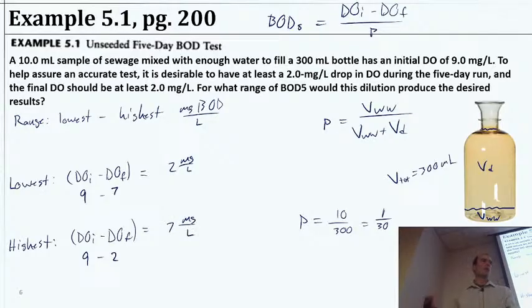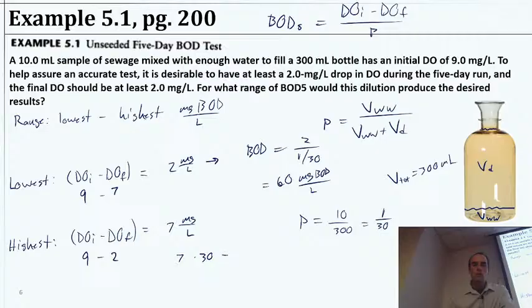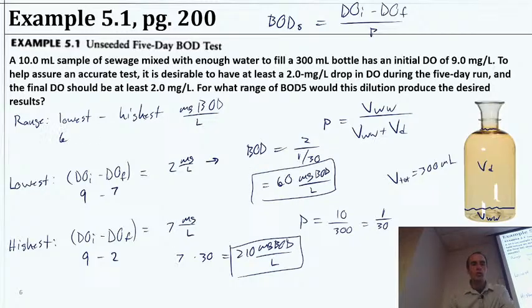Then we need to account for the dilution factor to find the BOD. So BOD would be 2 divided by 1 over 30, or just 2 times 30, which is 60 milligrams per liter of BOD. And in this case, 7 times 30 gives us 210 milligrams BOD per liter. So we could say the range should be 60 to 210 milligrams BOD per liter.